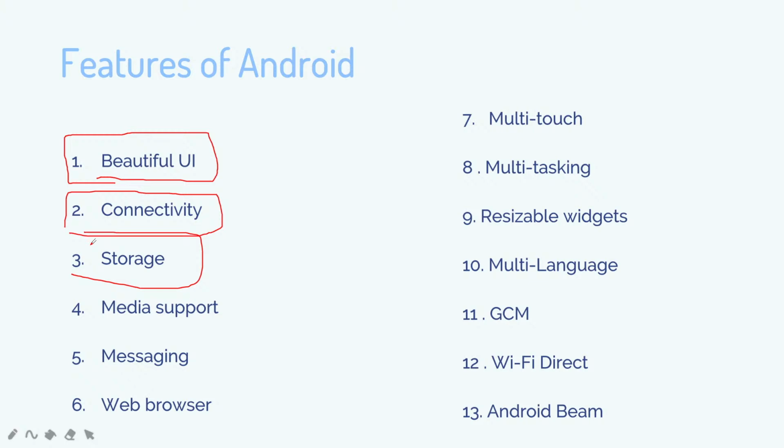Why? Because before 10 years, if we downloaded MP4 type videos, they would not play on some mobile phones. Some phones supported only 3GP or some other video format. Nowadays even 2K videos are supported nicely. So that is media support. And messaging, where we use SMS or WhatsApp, and web browsers like Safari, Google Chrome, Mozilla Firefox and all.